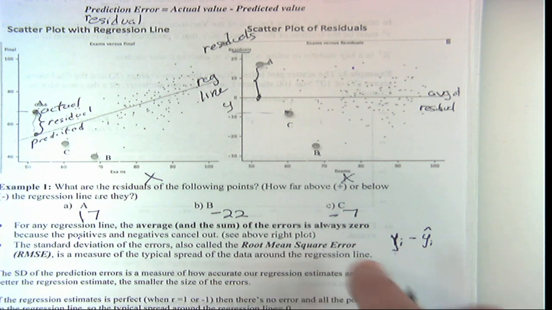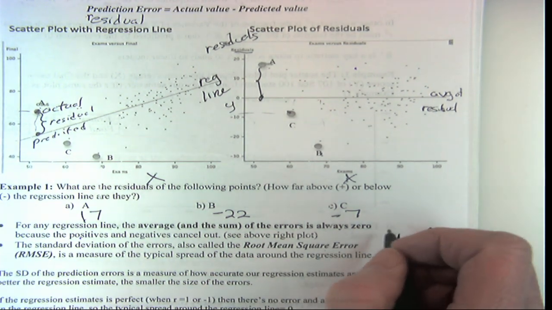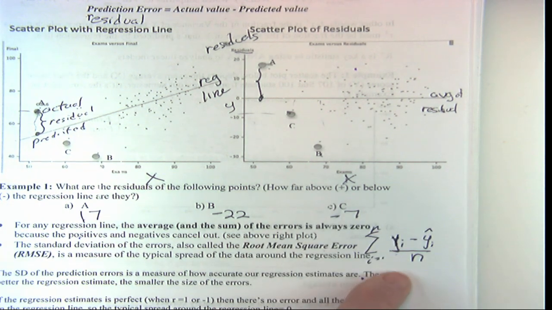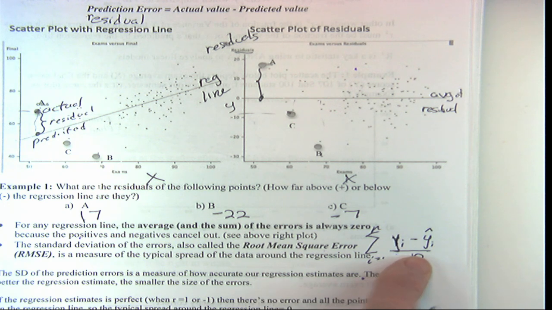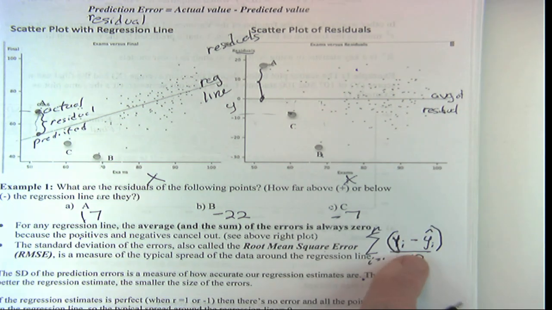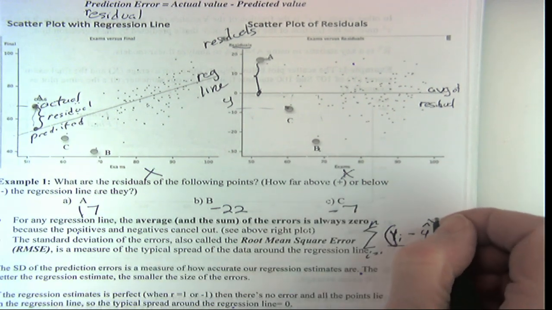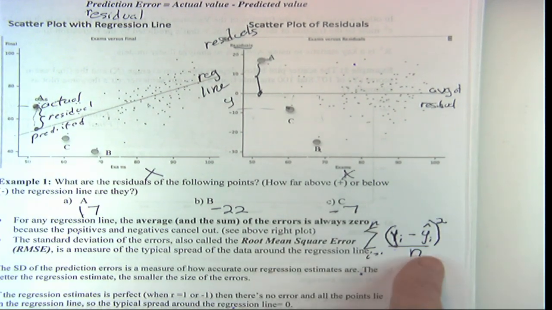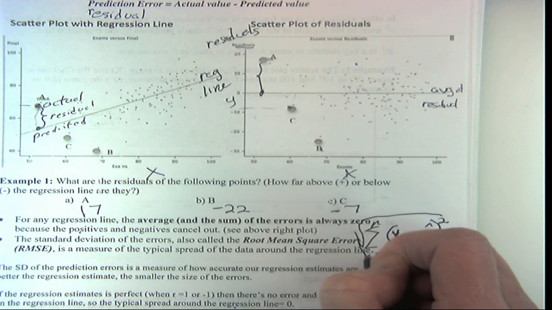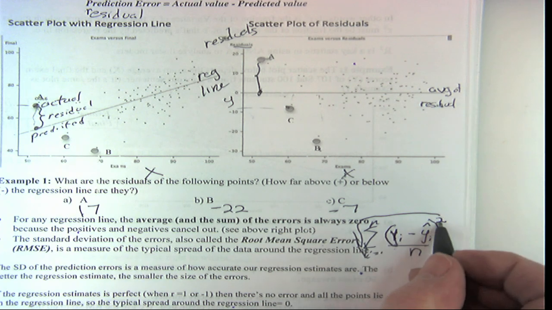But if we just took the average of those and summed them up, so we'd have the sum from i equals 1 to however many points we have, if we did that, we'd get 0. So instead, we could take the absolute value of this difference, and sometimes that's done, but instead we square them. And then this is called the variance, and then the square root is the root of the mean of the squared errors.